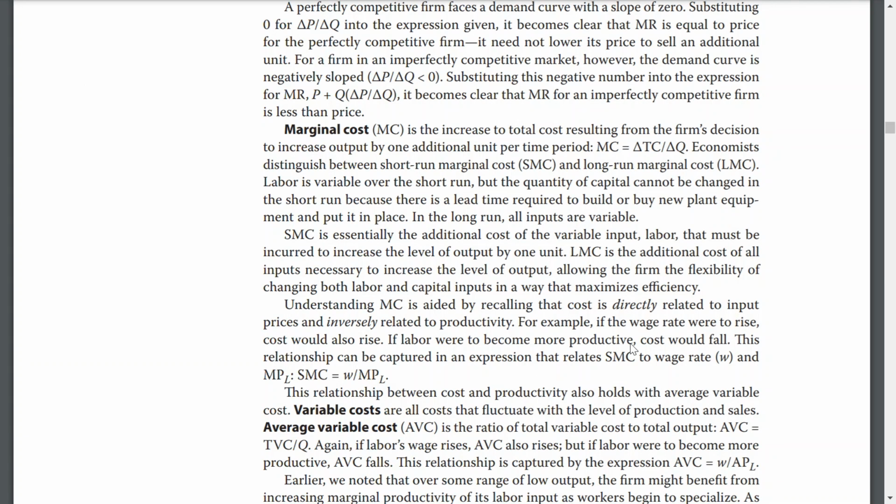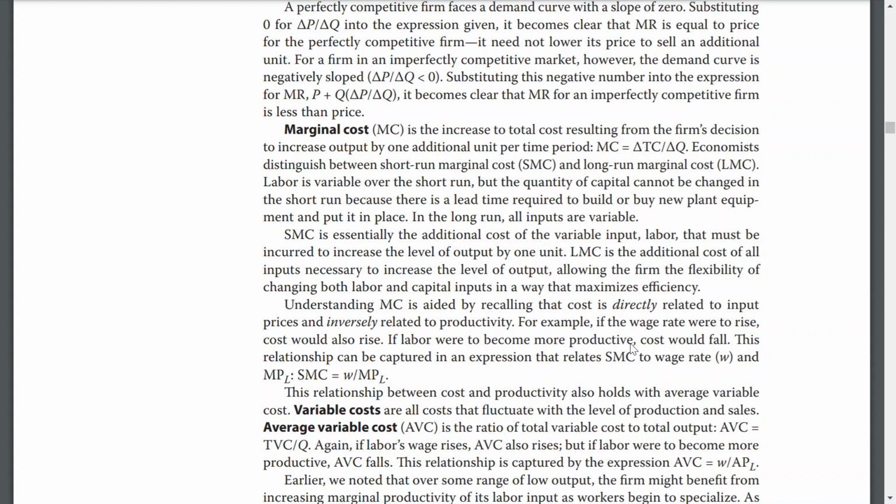Marginal cost, MC, is the increase in total cost resulting from the firm's decision to increase output by 1 additional unit per time period. MC equals change in total cost divided by change in quantity. Economists distinguish between short-run marginal cost, or SMC, and long-run marginal cost, LMC. Labor is variable over the short run, but the quantity of capital cannot be changed in the short run because there is a lead time required to build or buy new plant equipment and put it in place. In the long run, all inputs are variable.